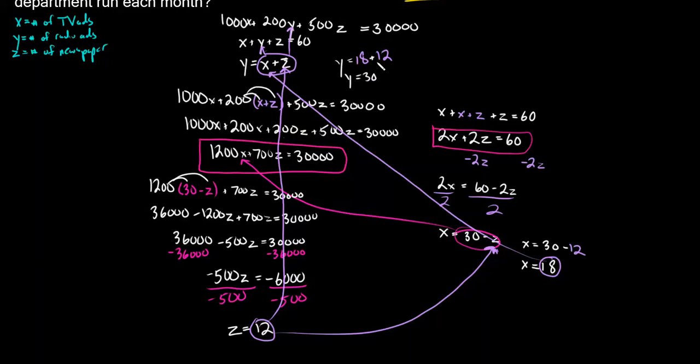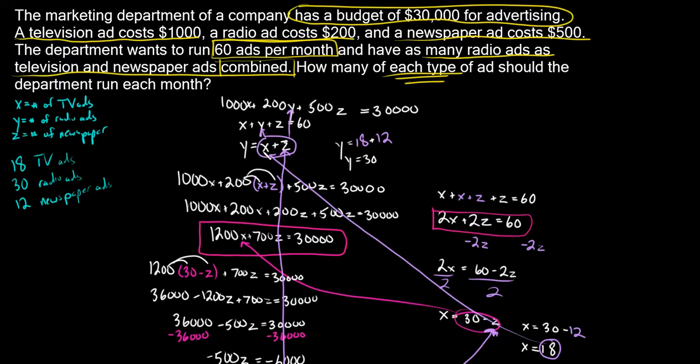All right, so now we have our final answer, finally. Okay, so now we can definitively say that there are 18 TV ads, there are 30 radio ads, and there are 12 newspaper ads. Okay, so that is our final answer, and that's a way that we can use 3 variable systems to solve a particular situation and to help us figure something out from it.